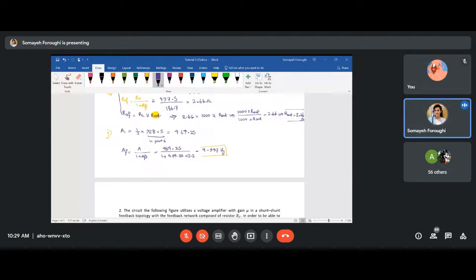So for finding that change, I would say 4.947 minus 4.97 over the initial value, which was 4.97, times 100%. Then you would find that it's negative 0.47%, and it's like you have this much drop in your AF as well. So this much drop in AF, the feedback loop.